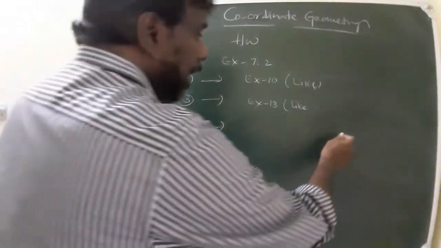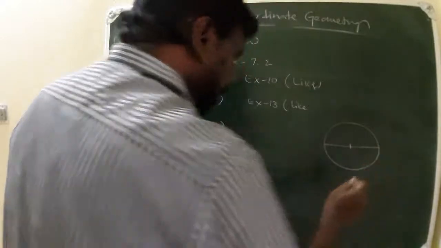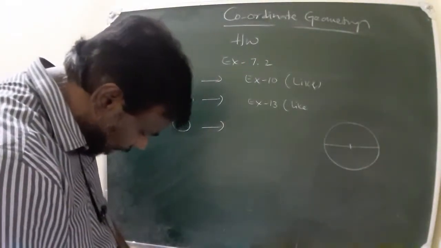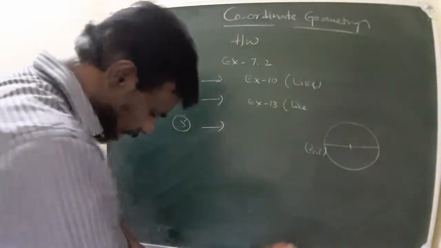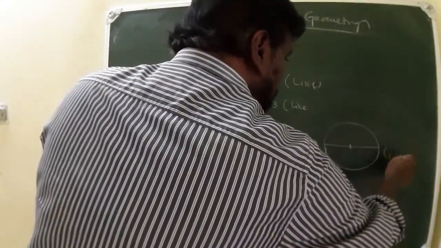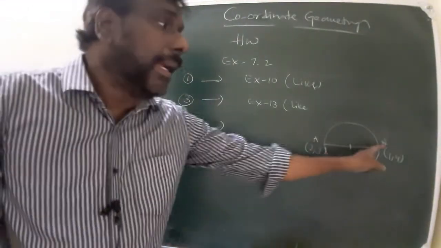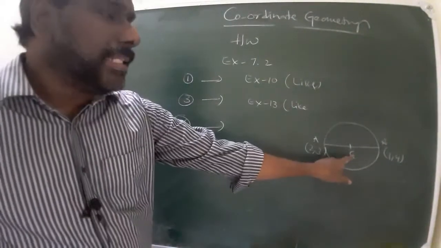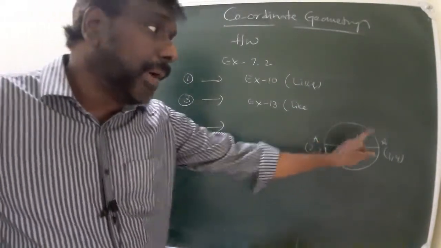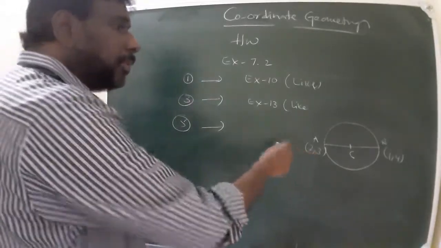For the fifth sum I will give the diagram. This is a circle, with a diameter. The diameter end points are given. This is 2, 3 and this is 1, 4. This is B and this is A. These are the diameter end points. You have to find the center. What is this C? This is nothing but the midpoint of AB. So you have to use the midpoint formula.